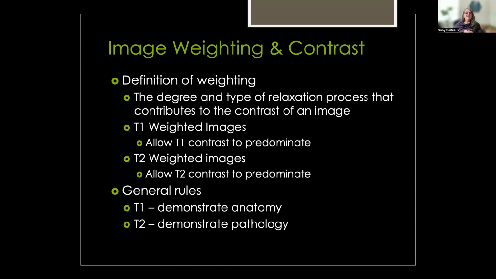Now, we want those differences in image weighting because our radiologists are going to review those images for different patterns that are going to be associated with different pathologies. And so a general rule of thumb is that we'll do T1 weighted images to demonstrate anatomy, and then T2 weighted images to demonstrate pathology.